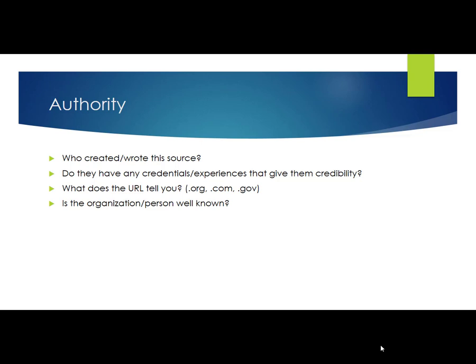If you're looking at a web source, you can get some information from the URL. Is it a .com, .org, or .gov site? A .com is a domain name that anyone can purchase, while a .org site will belong to an organization, and a .gov site will be run by the US government. Think about what kind of site you're on and whether that makes the information more or less credible.